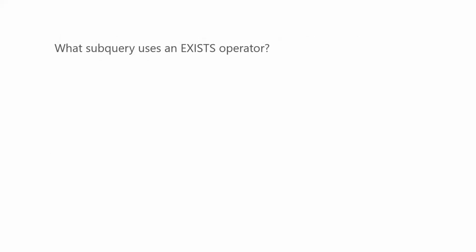what subquery uses an exists operator? That would be correlated. Correlated returns multiple values or multiple rows. Scalar returns 1 value or 1 row. Scalar 1, correlated many.